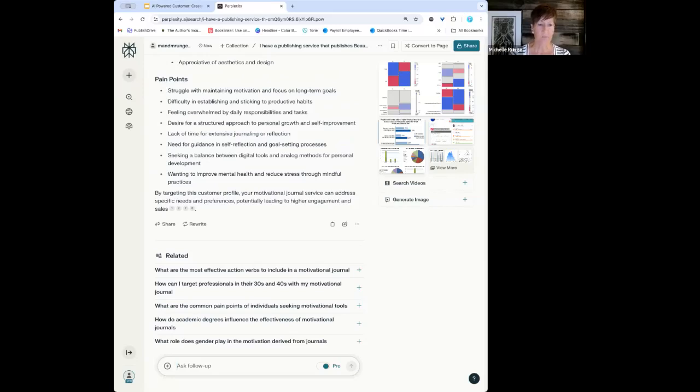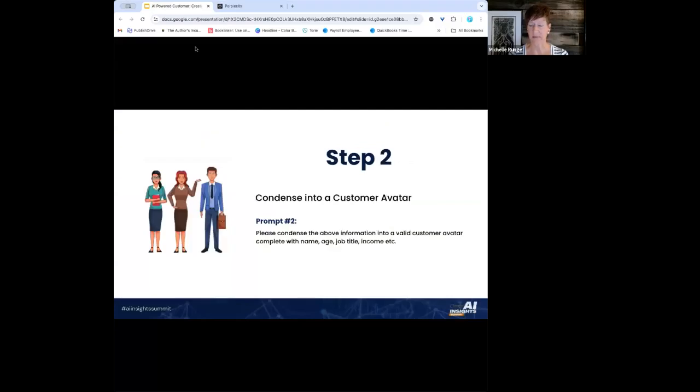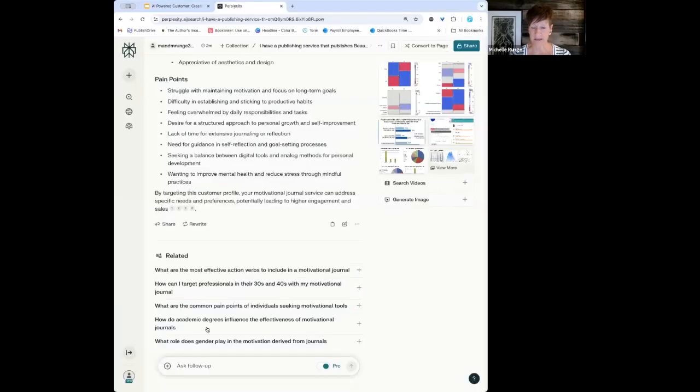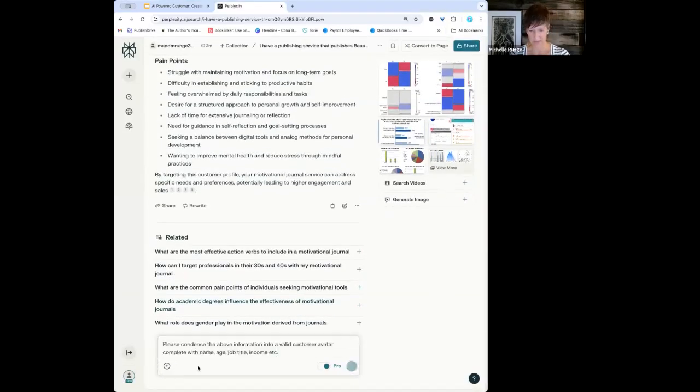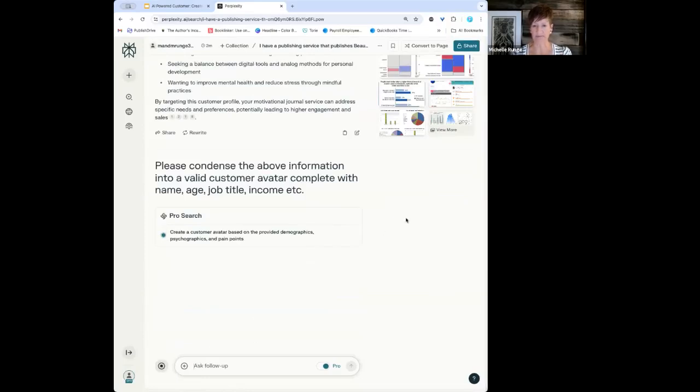Okay. All right, so let's go back to the presentation, and we're going to take a look at the next step. So the next step is we're going to ask Perplexity to condense this information into a valid avatar. Okay, so we're going to see if we can actually give this starting place an actual person's name, and so we can start to relate to it a little bit better.